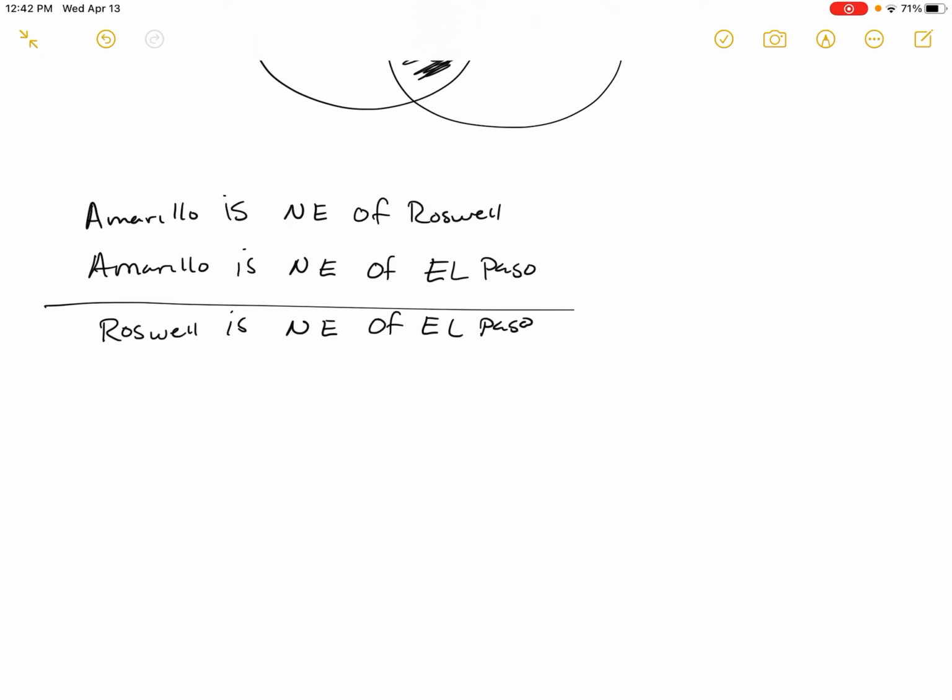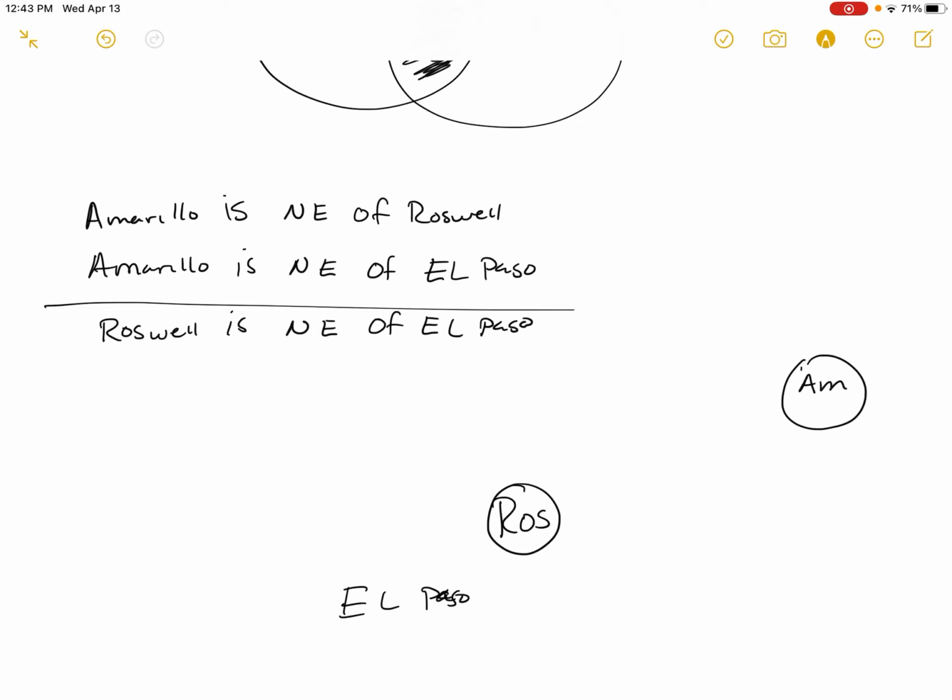So let's go ahead and put in Roswell. Here's Roswell. I'll just put Ros. I'll put a circle around it. Now Amarillo is northeast of that. So let me put Amarillo somewhere northeast. So here's Amarillo. So that's a true statement right now. Amarillo is northeast of Roswell. Well, where can El Paso be? What we know is Amarillo is northeast of El Paso. So the question is, does El Paso have to be out here?